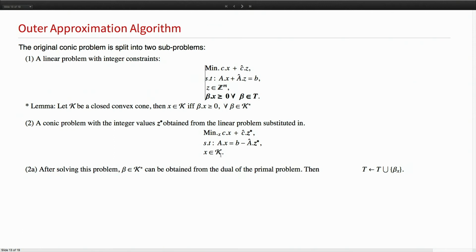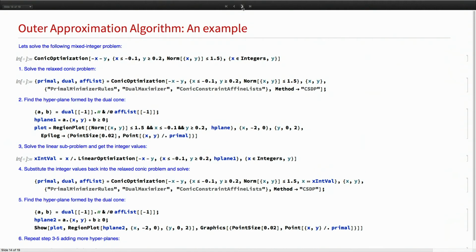So once the beta is constructed, you go back, solve the linear subproblem, get the integer values, and substitute them back in. You get a new half space, you substitute that back in, and iterate till convergence. That's basically what we do. In case that was not super clear, I'm going to show you an example, because I'm pretty sure it wasn't clear. All right, let's do a simple example.